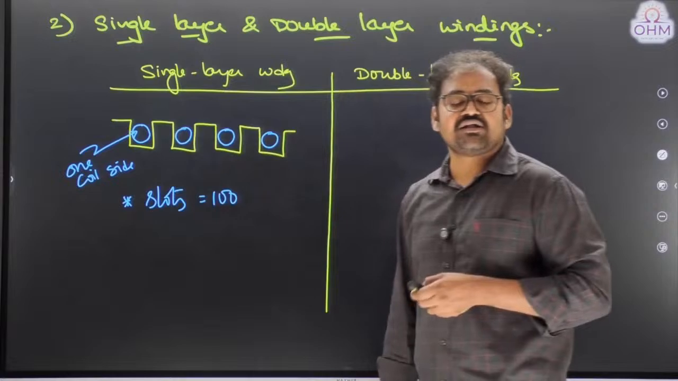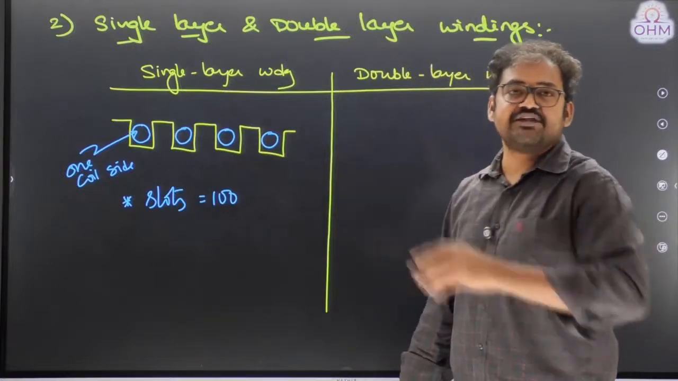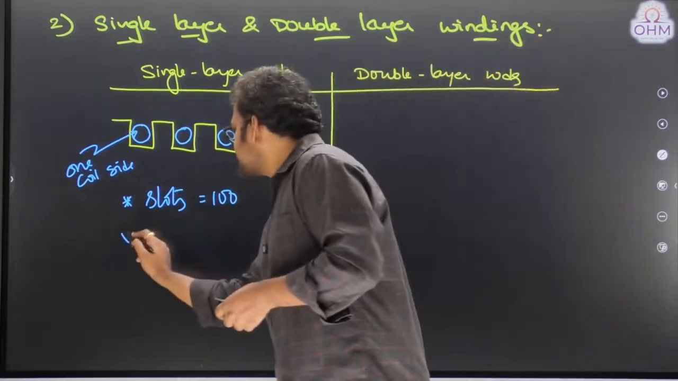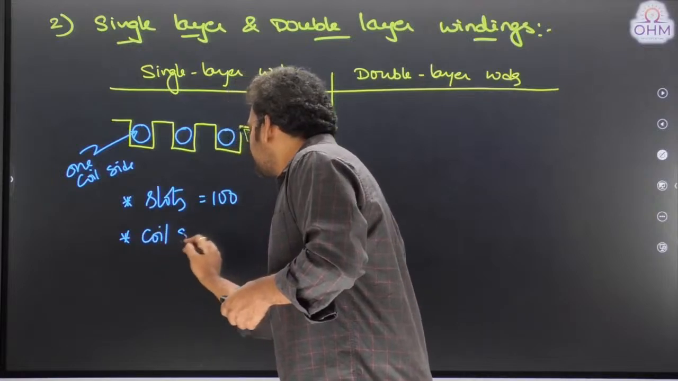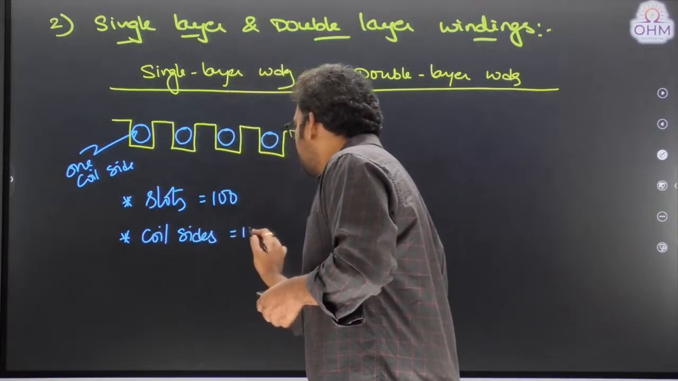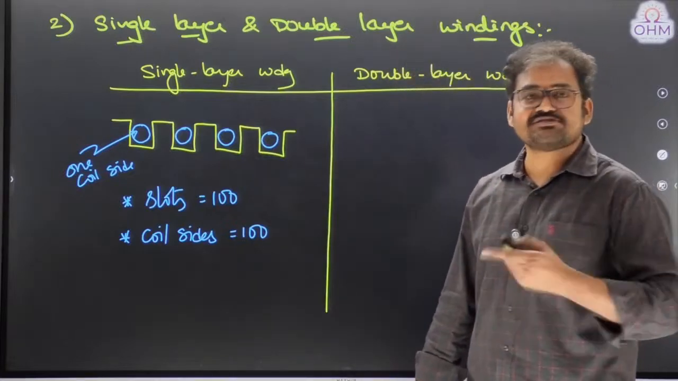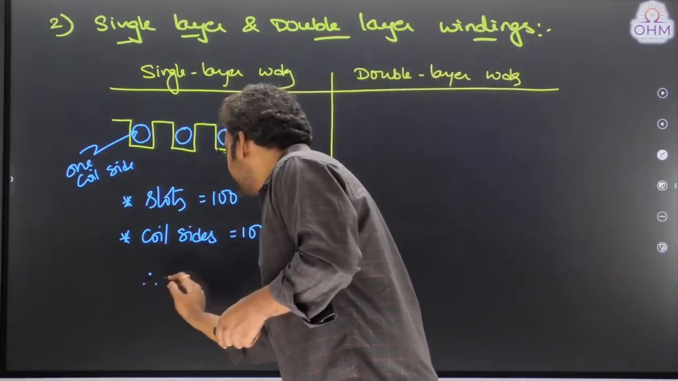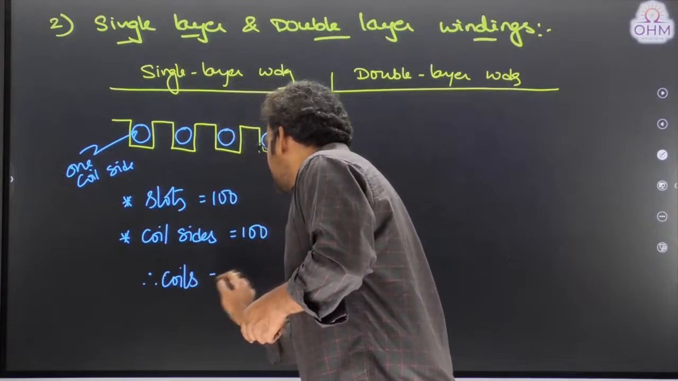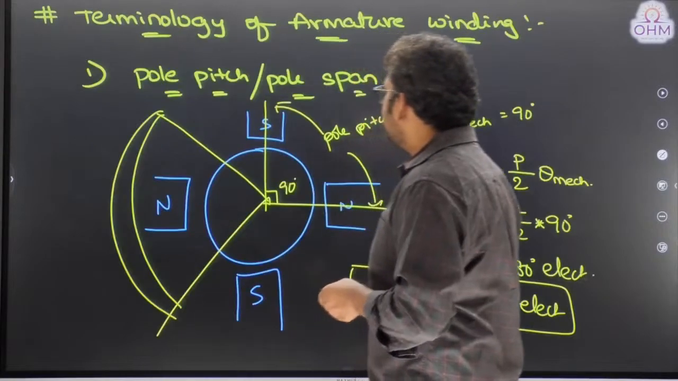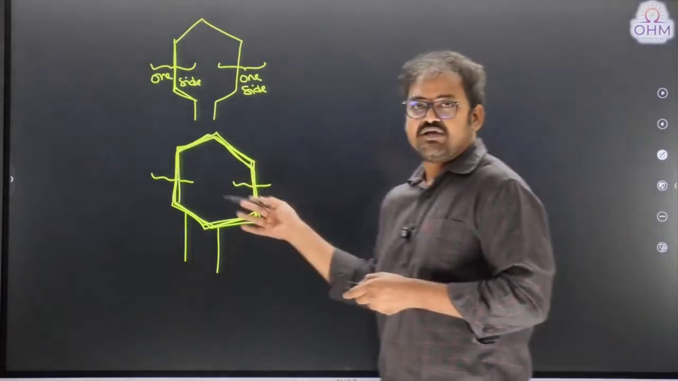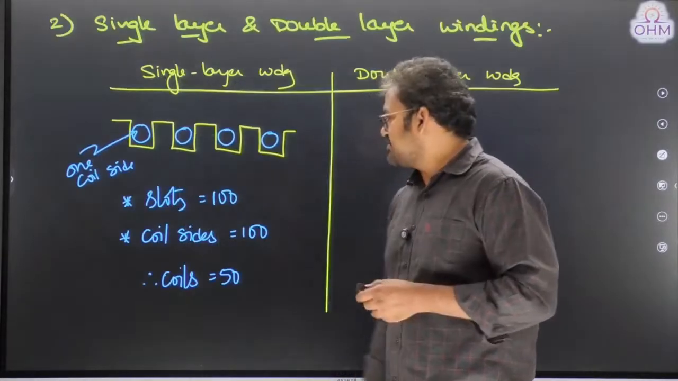If the machine has 100 slots, how many coil sides can we accommodate? 100 coil sides. Therefore, the number of coil sides is equal to 100. 100 sides means how many coils? 50 coils. Therefore, the number of coils is equal to 50. Why? Because a coil will have two sides. 100 sides means 50 coils.